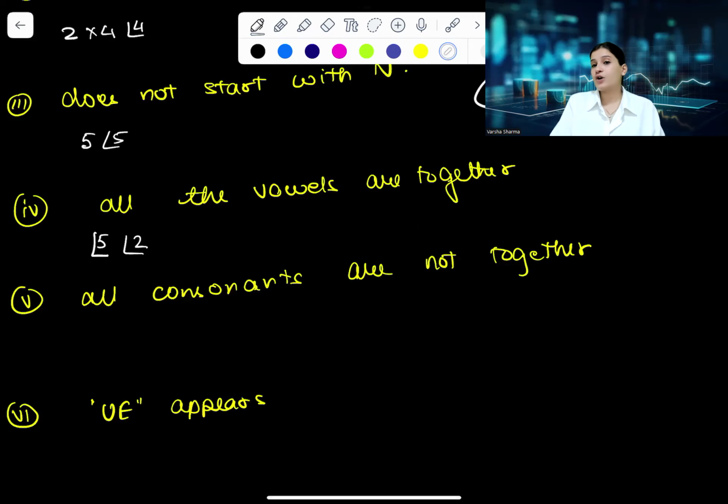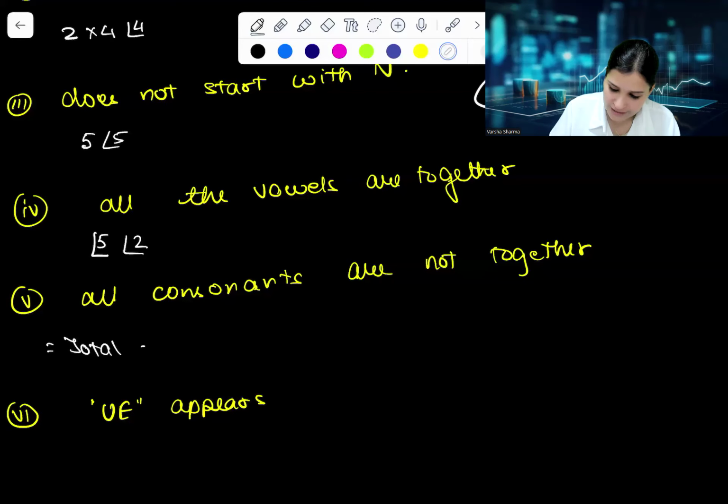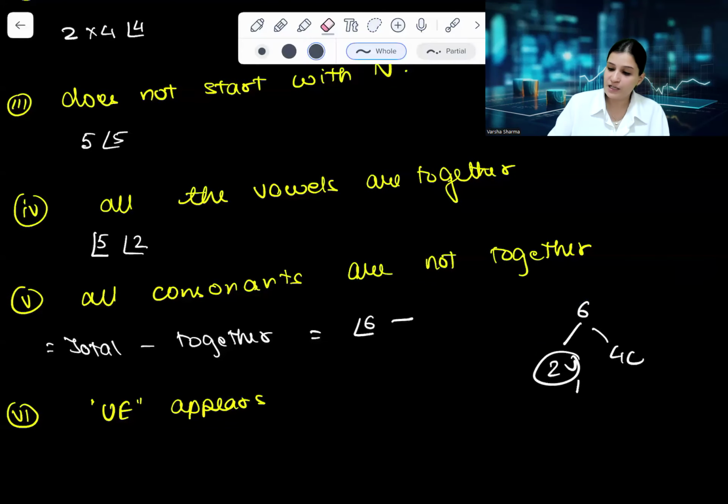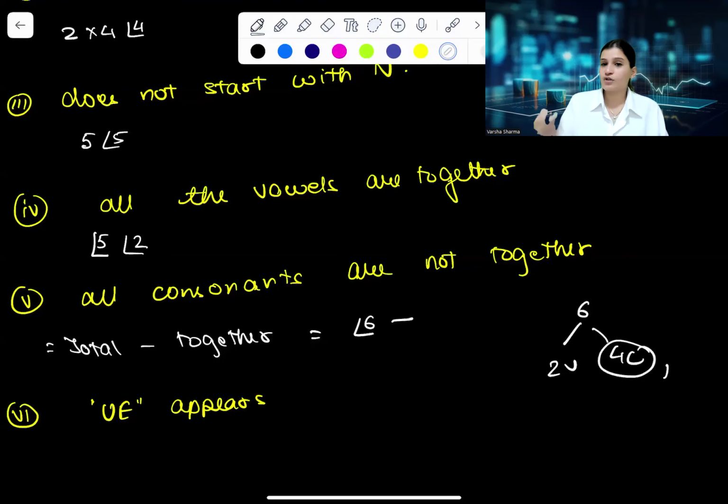All the consonants are not together. Whenever the question is "all are not together", it is always going to be total minus together. So total factorial 6 minus together. What do I want together? I want the consonants to be together. So those consonants will be formed as a bundle. So 2 vowels and this bundle will be 3, so 3 factorial. Within the bundle, there are 4 consonants. Those 4 consonants can be arranged in 4 factorial ways.